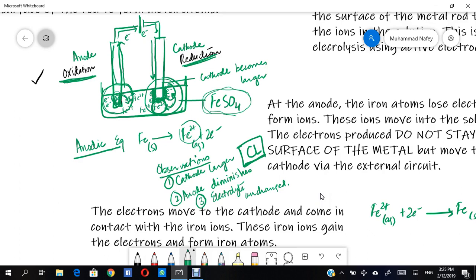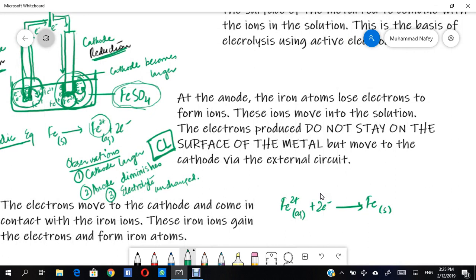Now, what happens at the cathode? Here's the cathodic equation. I've written it already.